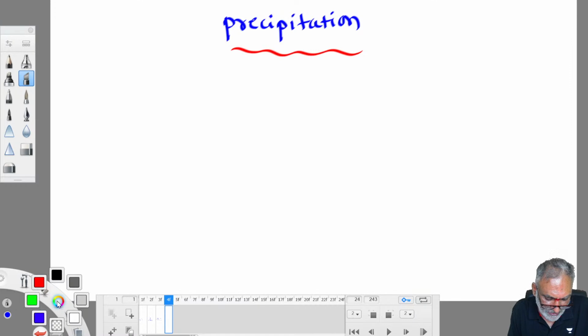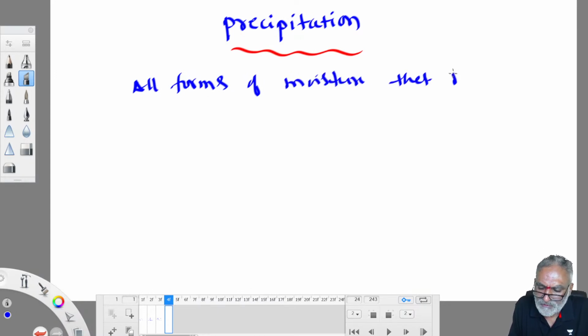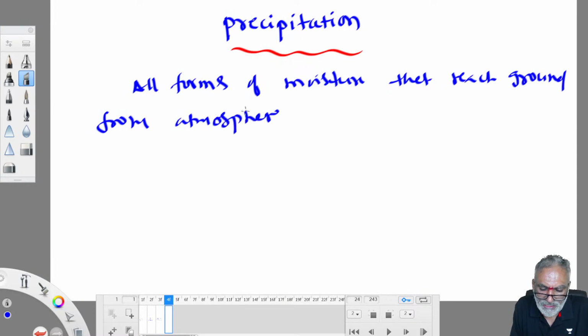So precipitation. All forms of moisture that reach the ground from the atmosphere is known as precipitation. So all forms of water, all forms of moisture that reach the ground from the atmosphere is known as precipitation. Okay?